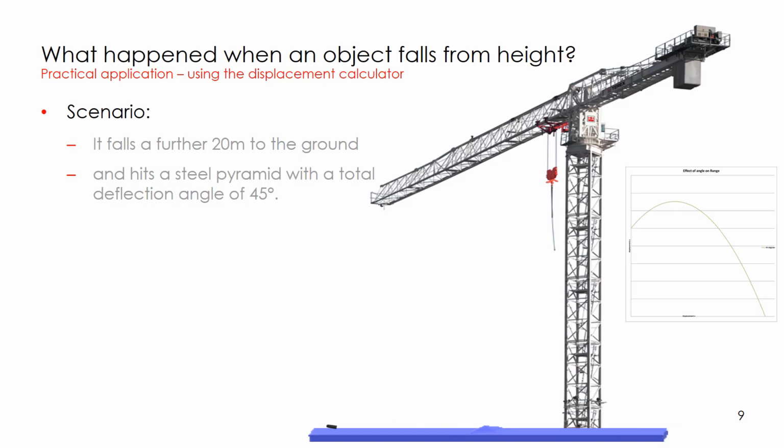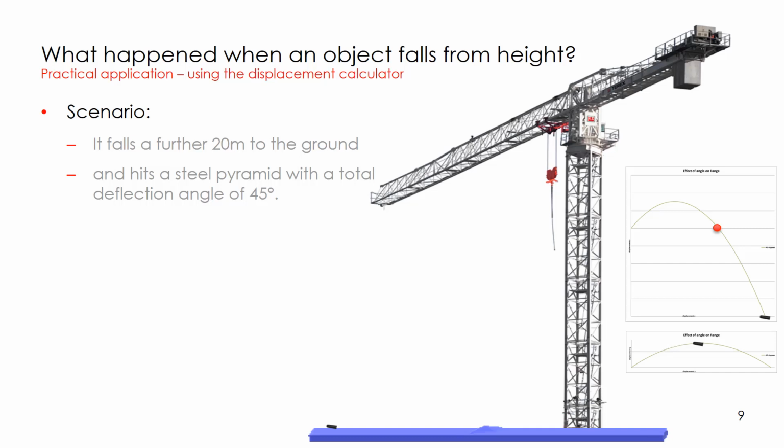The initial deflection at the level of the jib, which is illustrated by the red dot on the graph on the right, is 1.47 metres, but it carries on to the ground, and by the time it gets to the ground the total deflection is 6.19 metres by theory.